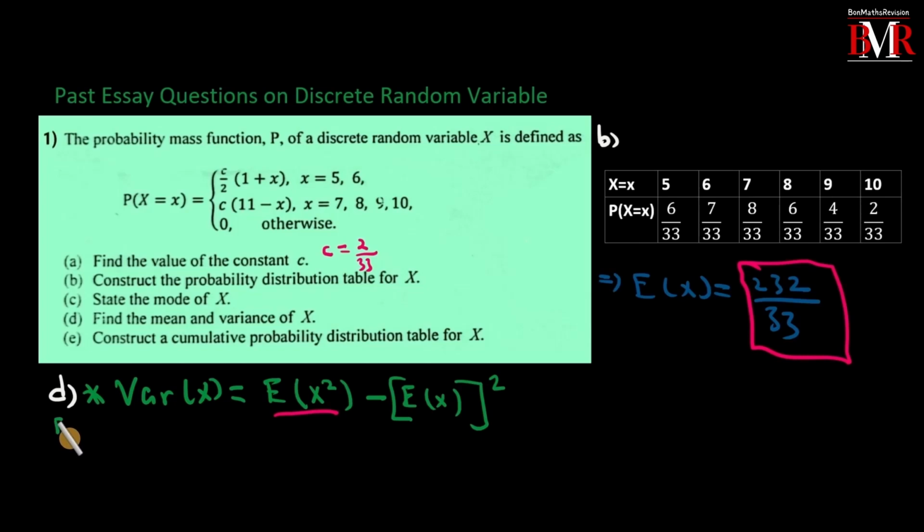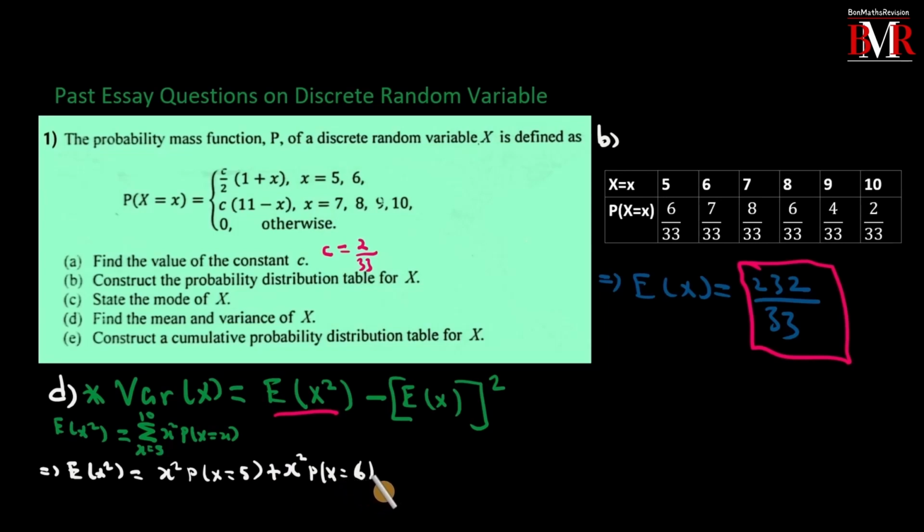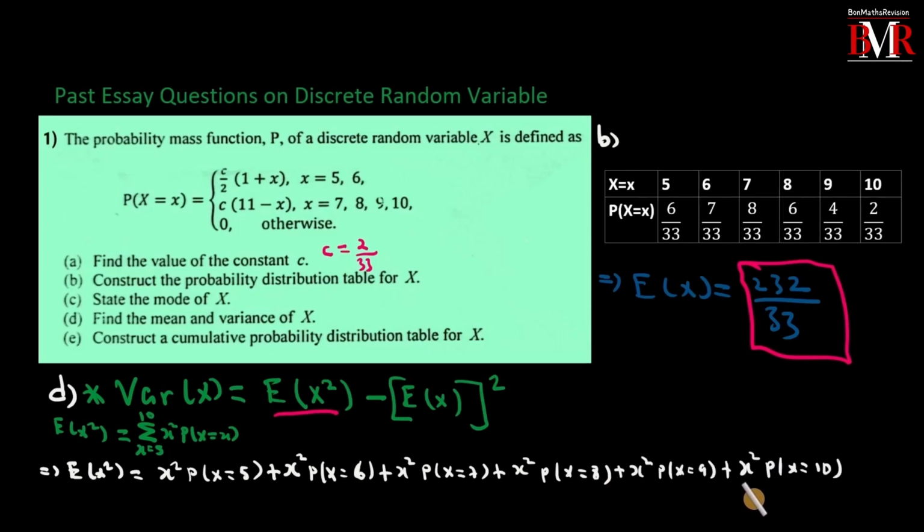I know E of x squared can be calculated from the formula: the summation over all x, which in this case is from x equals 5 to x equals 10, of x squared times the probability of x. That means E of x squared is equal to x squared times probability of x equals 5 plus x squared times probability of x equals 6 plus x squared times probability of x equals 7 plus x squared times probability of x equals 8 plus x squared times probability of x equals 9 plus x squared times probability of x equals 10.